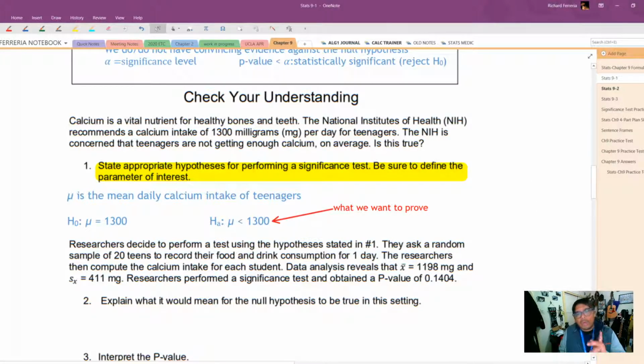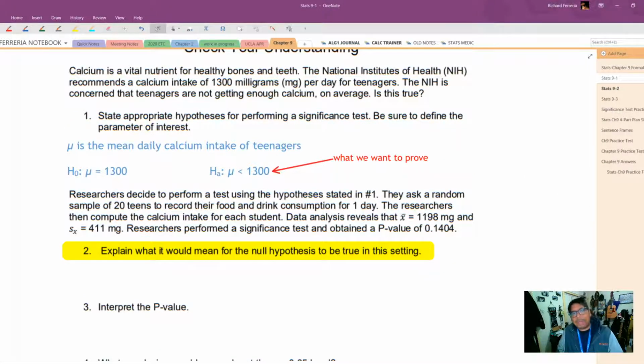If we know we want to prove that the calcium intake is less than 1300, then that's going to tell us that our null hypothesis is mu is equal to 1300. The null hypothesis is always equal to a number. Parameter equals a number. Let's take a look at number 2.